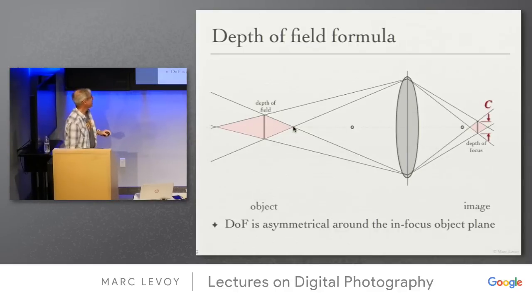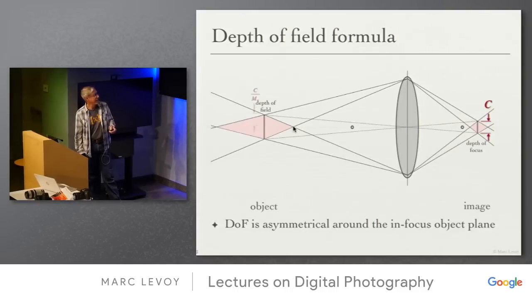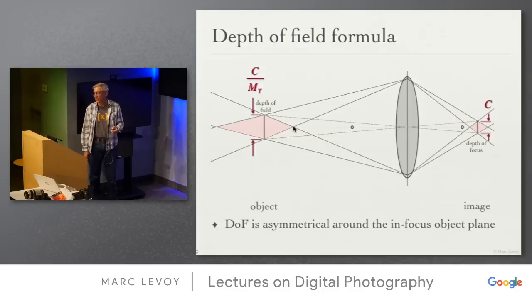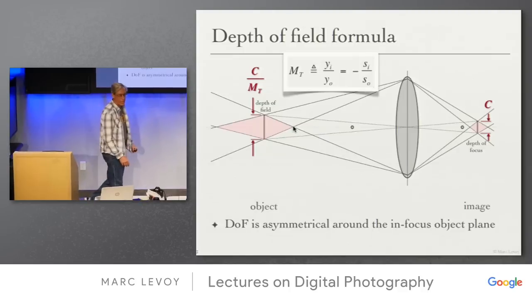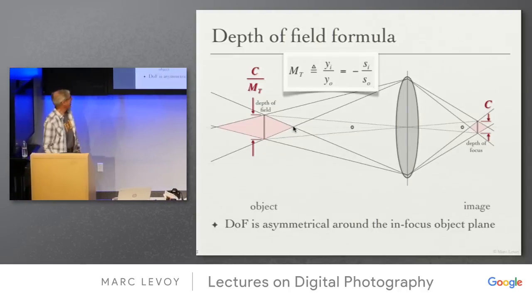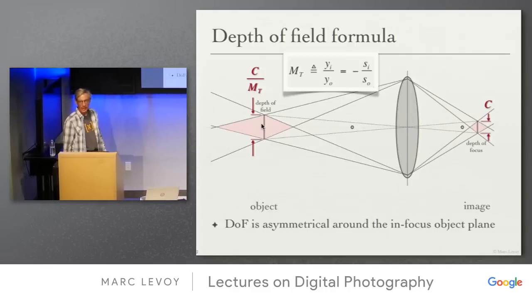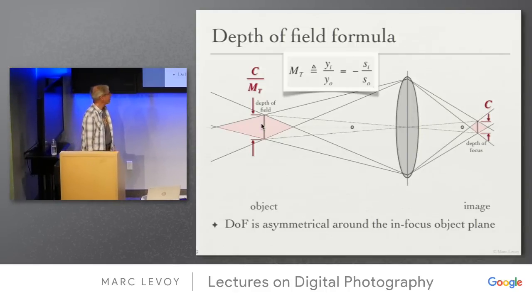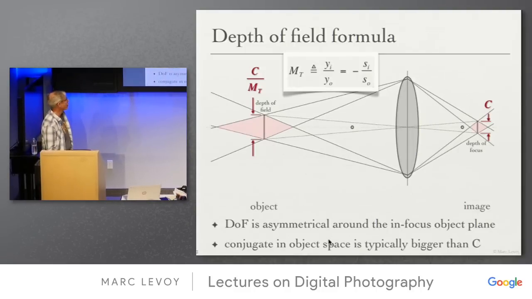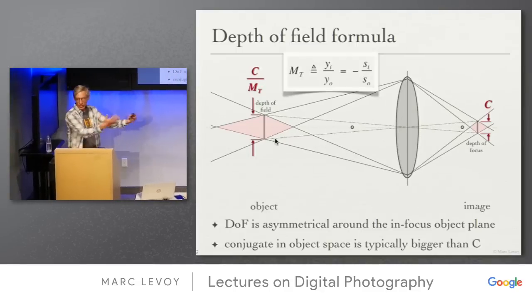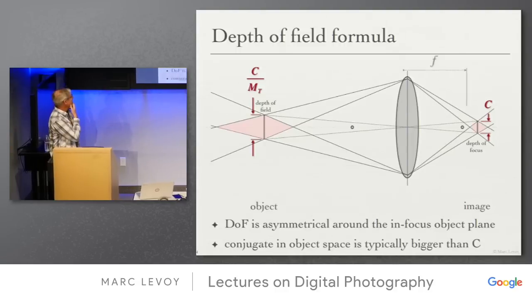Okay, so let's define that as C, the circle of confusion, and there's how big that is in object space, where MT, if you remember, is the transverse magnification. So that just says how big that circle of confusion is out in the world. And now let's do some similar triangles again. It's typically larger than C, because what goes on out in the real world is typically bigger than what's happening inside your camera. Okay, similar triangles, lots of similar triangles.